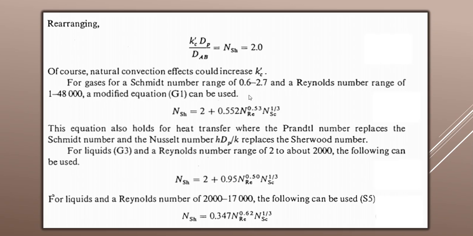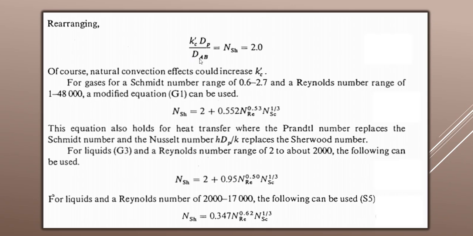Now, the expression that you have again here on top is for gases only. The last two in here are for liquids. So for liquids in which the Reynolds number falls in the range 2 to 2,000, this will be the appropriate Sherwood expression. And for liquids whose Reynolds number falls higher than this, so it's 2,000 to 17,000, this would be our Sherwood number. Why do we need to have an expression for the Sherwood number?